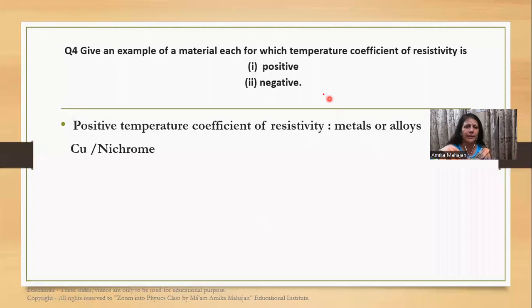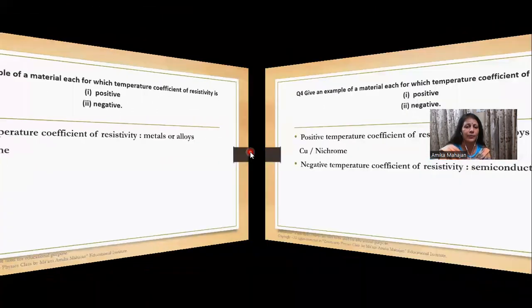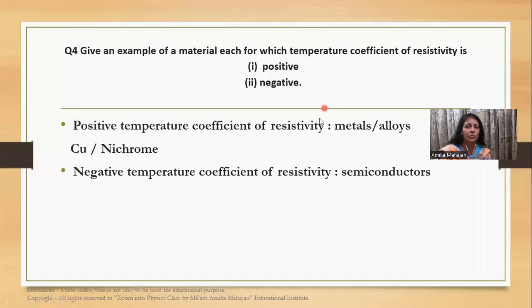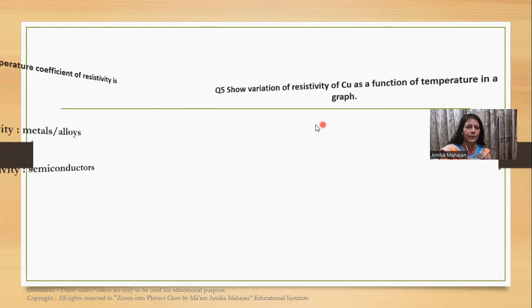Give an example of a material each for which the temperature coefficient of resistivity is positive. It is in case of metals or alloys, because in this case, with increase in temperature, resistivity will increase. So alpha will be positive. An example will be copper or nichrome. Negative temperature coefficient of resistivity means resistivity decreases with increase in temperature, and that is found in case of semiconductors.